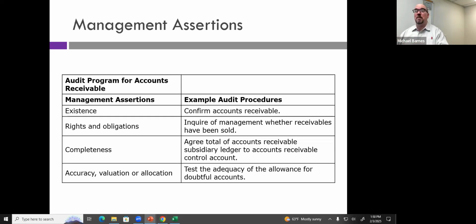We're more concerned that they may be underreporting their liabilities, which makes sense because liabilities are generally associated with additional costs. If they underreport their costs, what do they overreport? Income. Okay. So the opposite is true. We're going to be more concerned about completeness.